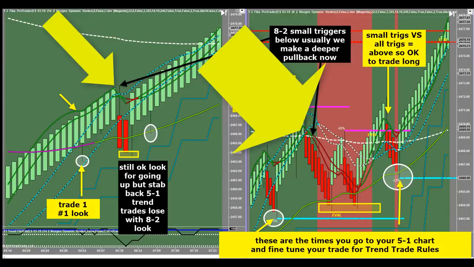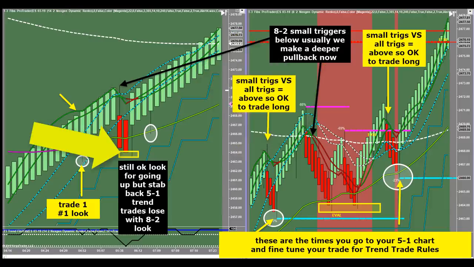Just a little further, you can see, and I've kind of exaggerated the arrow on the 8.2 chart, where the small triggers are physically below the large triggers on the 8.2 chart, and we've got quite a bit of a gap back to the support at the midband. With this look on the 8.2 chart, it's very common to have a deeper retracement and more than a 1 bar down retracement on the 14.2 chart.